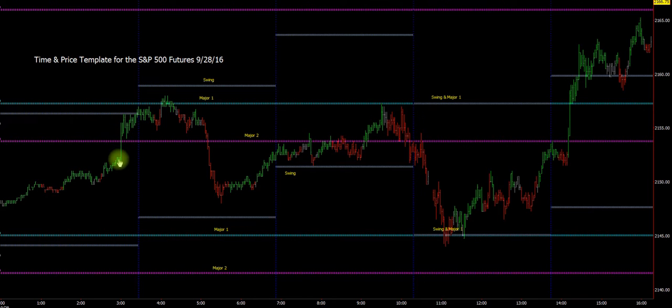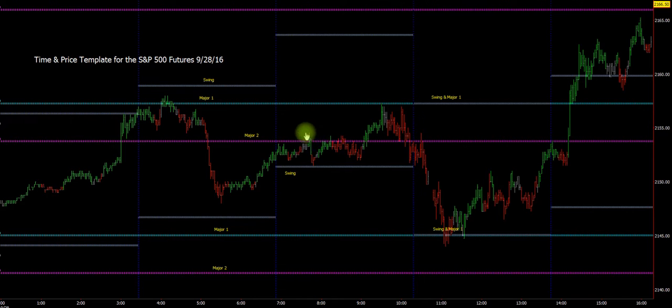You see that when this thing shot up, it just basically sliced right through that major two, and then came down and came one tick from testing it, and then started to move higher. But the point of that is that because it sliced through so quickly, that major two is now suspect, and this was just icing on the cake that it was suspect.